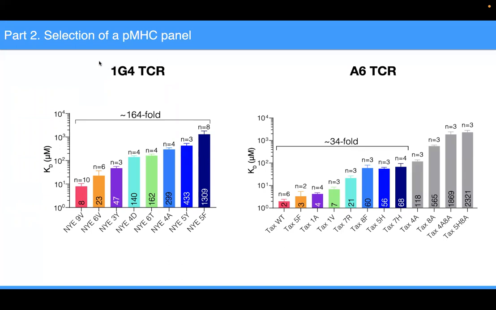Shown here, 1G4 is a human T cell receptor that recognizes a peptide that's actually expressed in many cancers. And A6 is a T cell receptor that happens to recognize a peptide from HTLV, which is a human virus. The wild type peptide is shown here in red. It binds the highest affinity. Then we made point mutations to the peptide, single amino acid mutations, and measured affinities. And we managed to produce a panel, for example here, that varied in affinity by about 164-fold from the lowest affinity to the highest affinity.